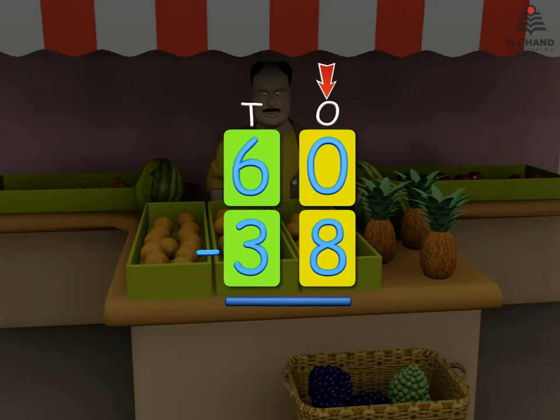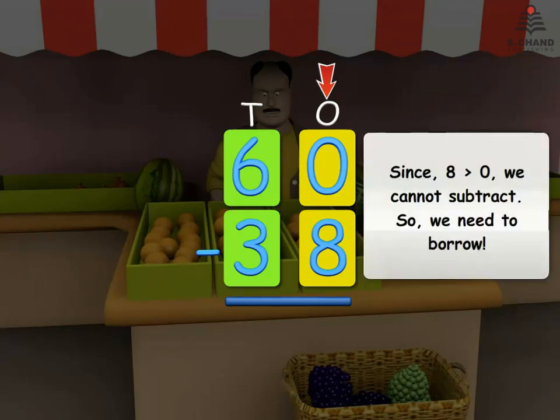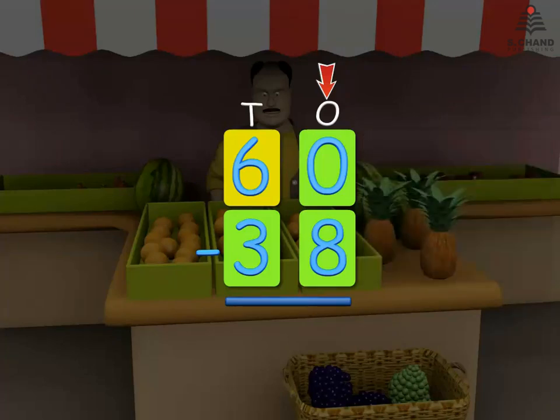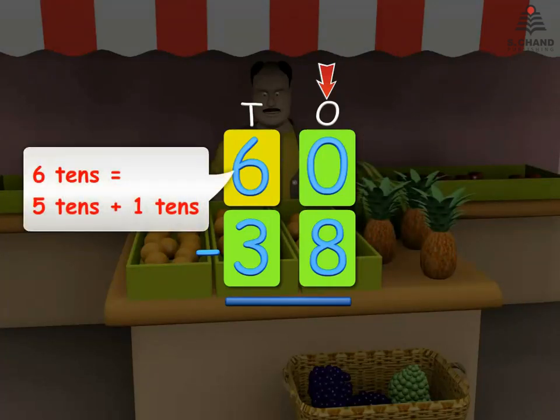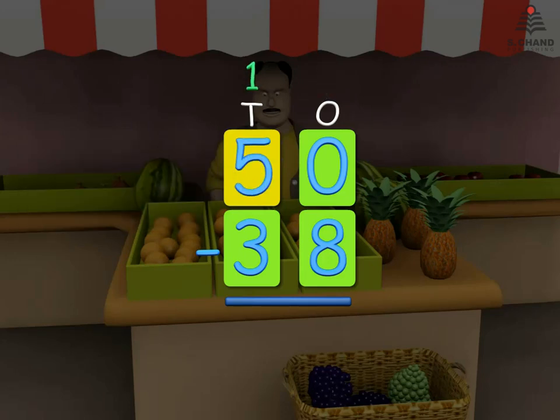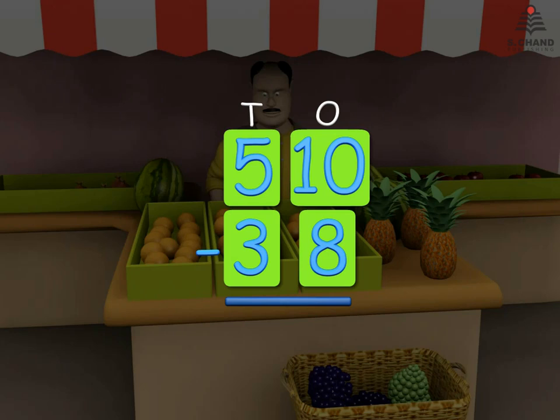We have to subtract 8 from 0. 8 is bigger than 0. Hence, it is not possible to subtract. So, we borrow from the tens column. 6 can be split into a 5 and a 1. And the 1 can be moved to the ones column. 1 ten gets regrouped to 10 ones. So, there are 10 ones.